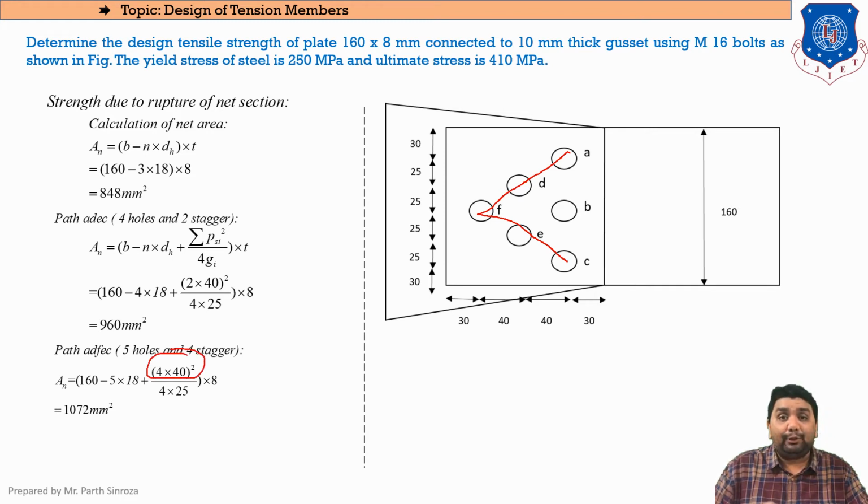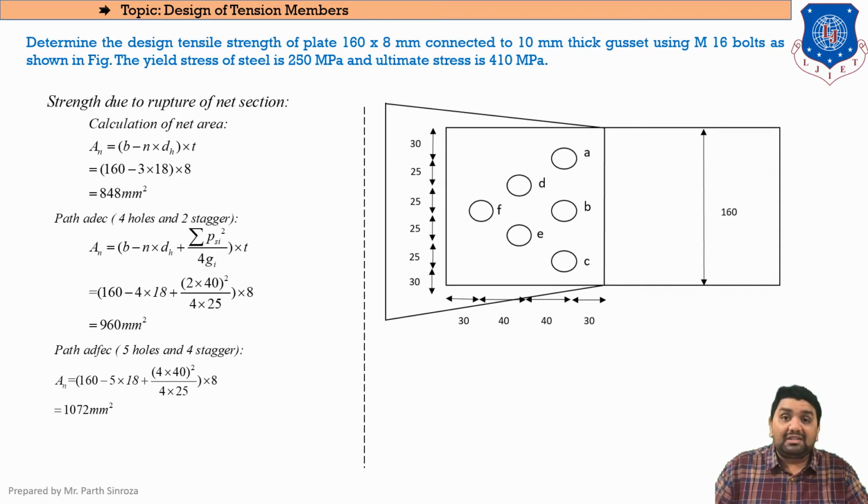So the answer will be 4 into 40 square. The denominator will be the same, that is 4 into 25. Gauge is 25 for all, and multiplied by thickness. So this is how you calculate a net area for a staggered or zigzag bolting path. Clear? So these are the 3 cases that are possible.